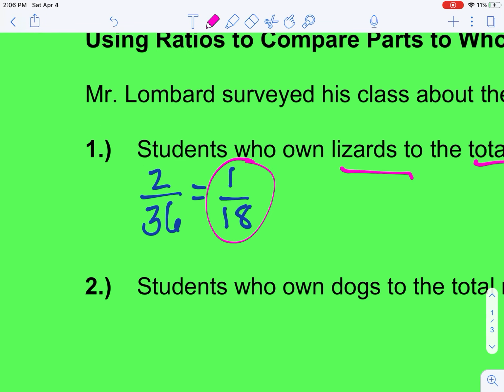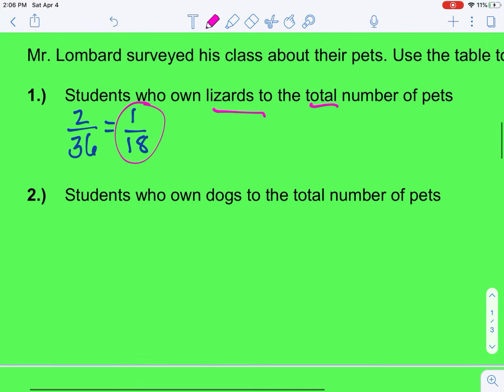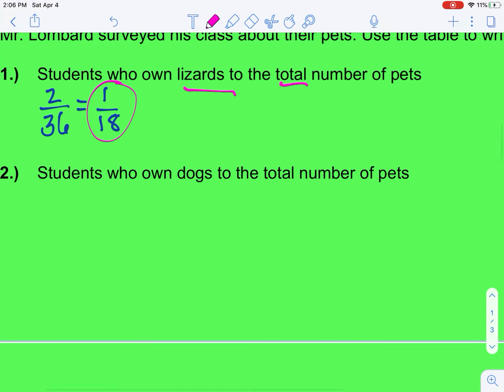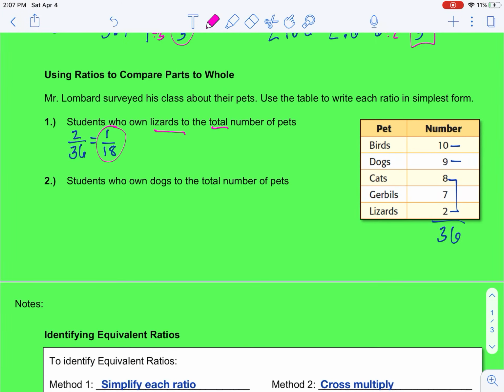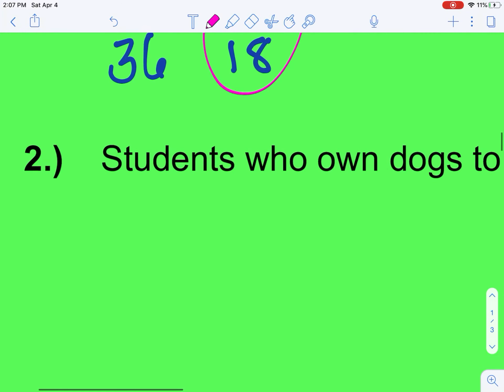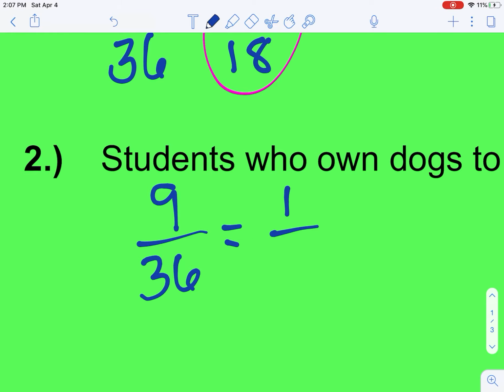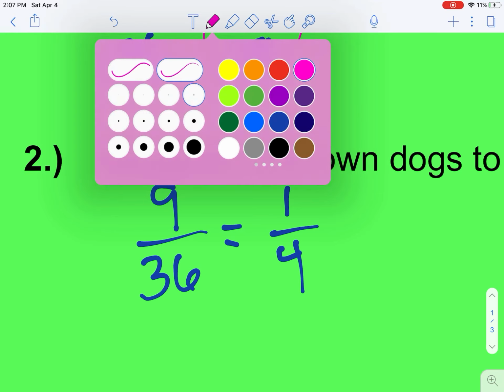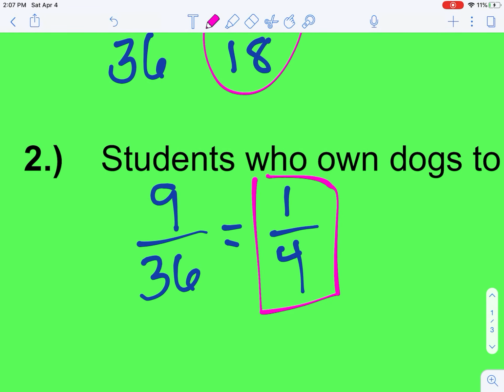So the ratio of lizards to total pets was 1 to 18. Number 2, students who own dogs to total number of pets. Dogs looks like it was 9, and the total was 36, including the dogs, by the way. If I simplify both of those, dividing by 9, I get 1 to 4. So my ratio of dogs to total pets is 1 to 4.